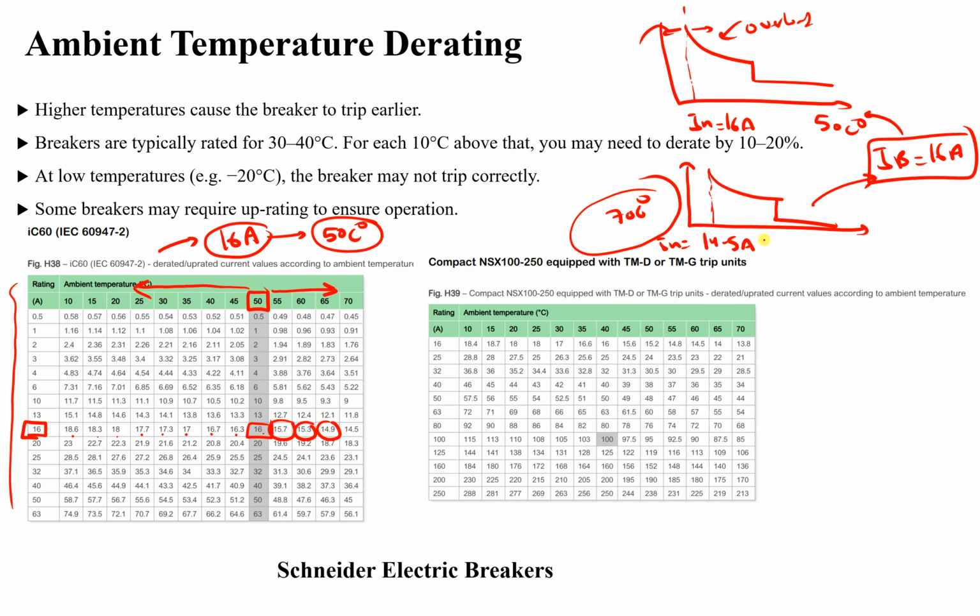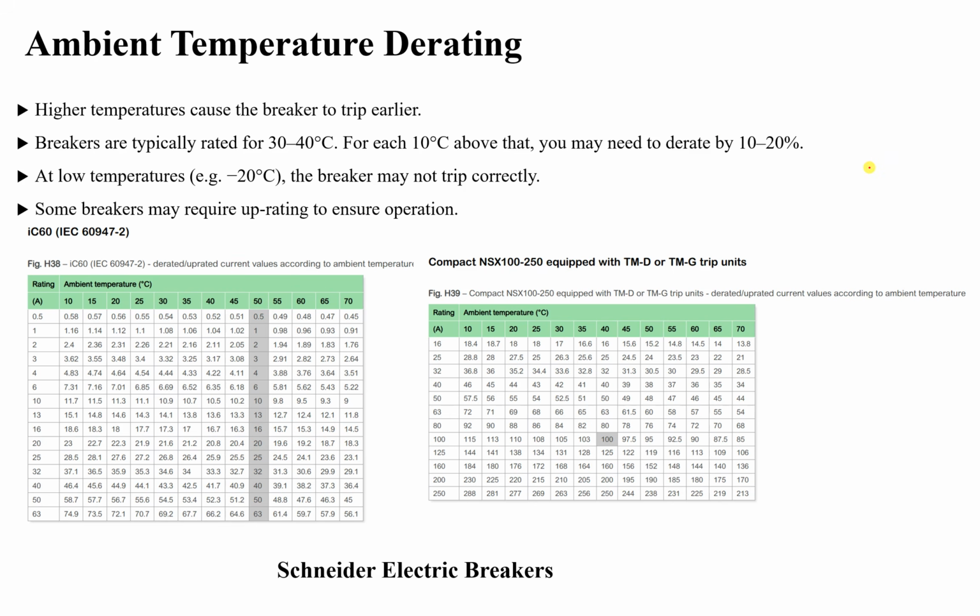That's why we need to choose a higher breaker. For example, we can choose that 20 ampere, because at 70 Celsius degrees we'll have 18.3, which is more than what is required. Now if you look at the other table, this is exactly the same, but it has 40 Celsius degrees. For example, 100 amperes, 100 amperes at 40 Celsius degrees. Higher temperature reduced, lower temperature increase.